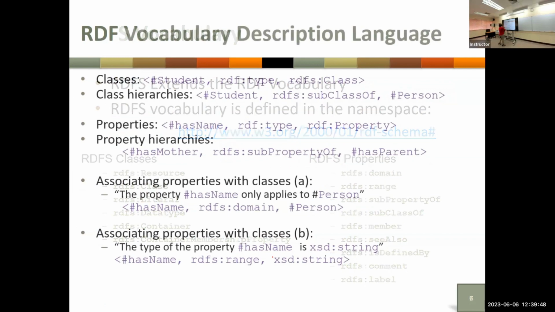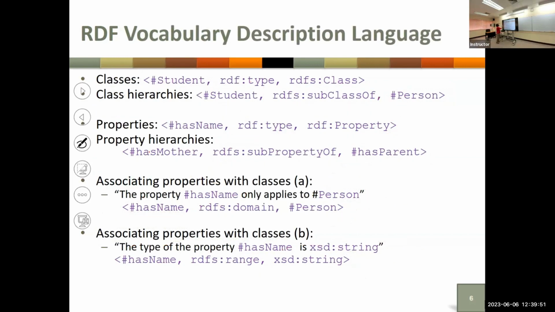Okay, so what you have seen in this example is that there are vocabulary predicates already defined in RDF called RDF type. Also RDFS subclass of, also RDF subproperty of, also RDFS domain, RDFS range, as well as RDFS class and RDF property. You see two prefixes now, RDF and RDFS. There are two different namespaces that they refer to.